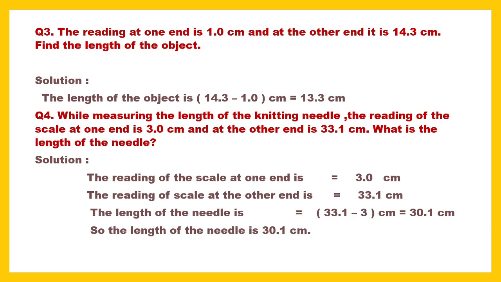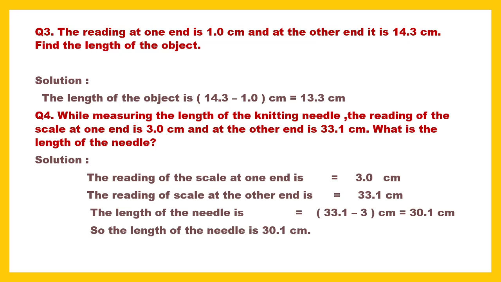The next question is: the reading at one end is 1 centimeter and at the other end is 14.3 centimeter. We have to find the length of the object. So the length of the object here is 14.3 minus 1, because by placing the scale you can see the reading on one side is 1 centimeter, and on the other side it is 14.3 centimeters. In between, we take the length by simple subtraction, that is 14.3 minus 1 equal to 13.3 centimeter.